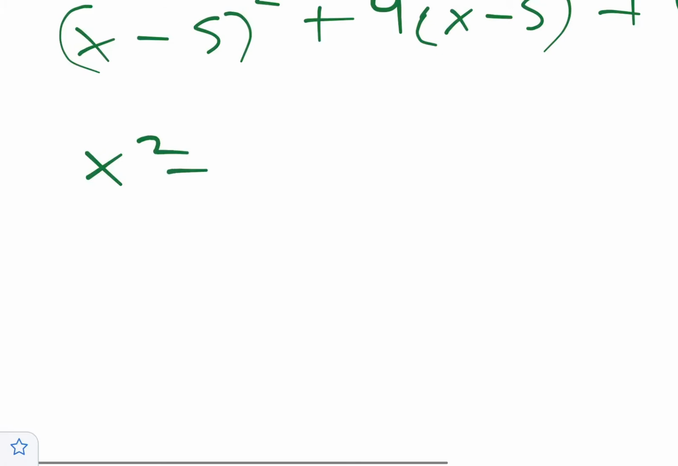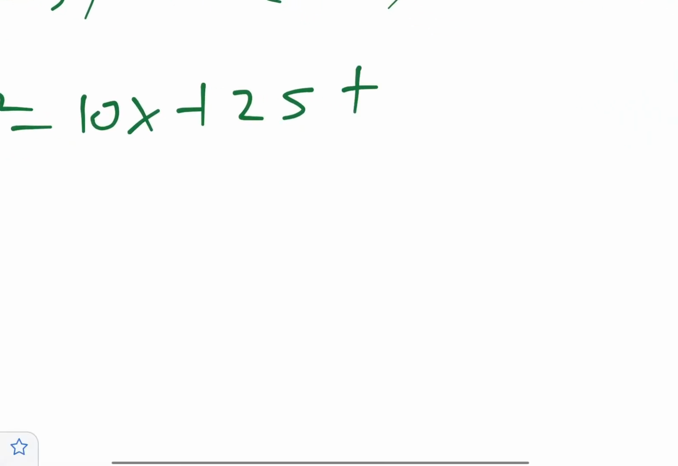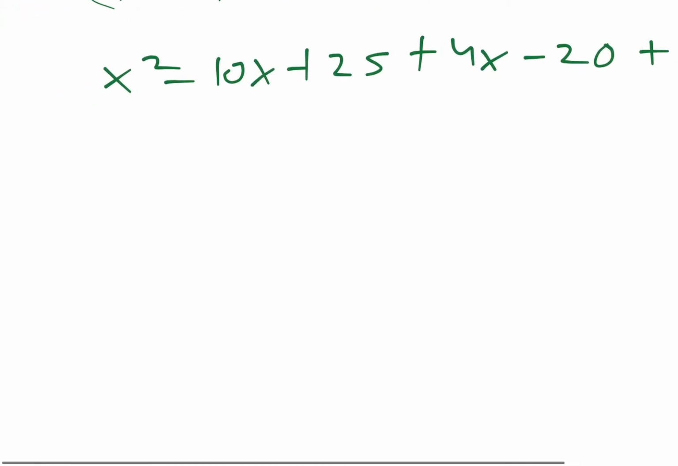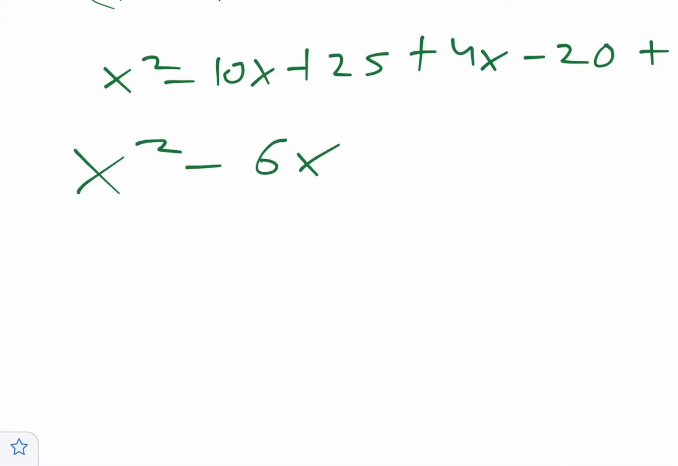So x squared minus 10x plus 25. Just know your rules to binomial FOILing. 4x minus 20 plus 4 equals 0. And so now I have everything. Let's combine all of our like terms. We get x squared minus 6x plus 9 equals 0.